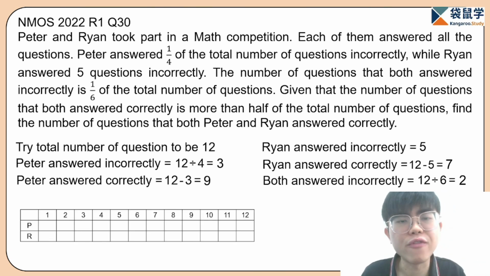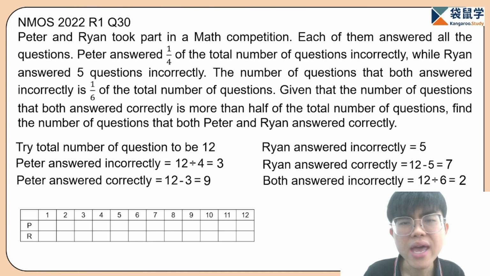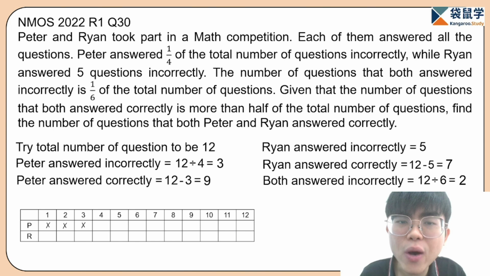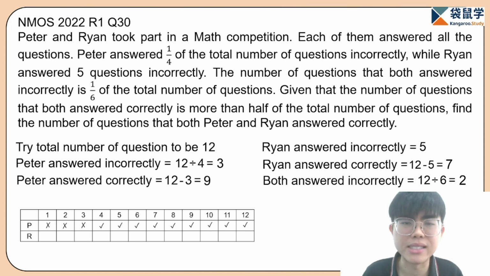Right, so the P refers to Peter and R is Ryan. And that is a total of 12 questions. So first, we know that Peter answered 3 questions incorrectly. So we just draw 3 crosses for the first 3 questions. Then the remaining 9 questions will be correct. So we just draw a tick.